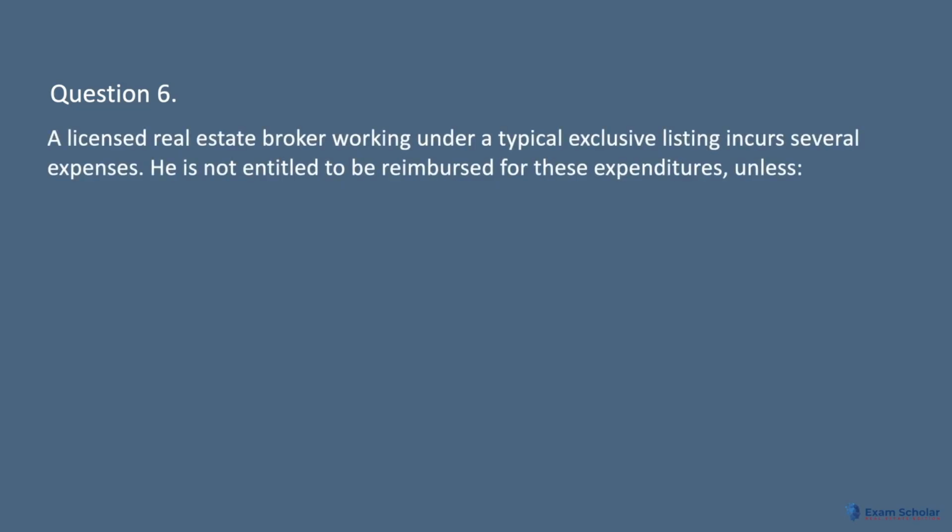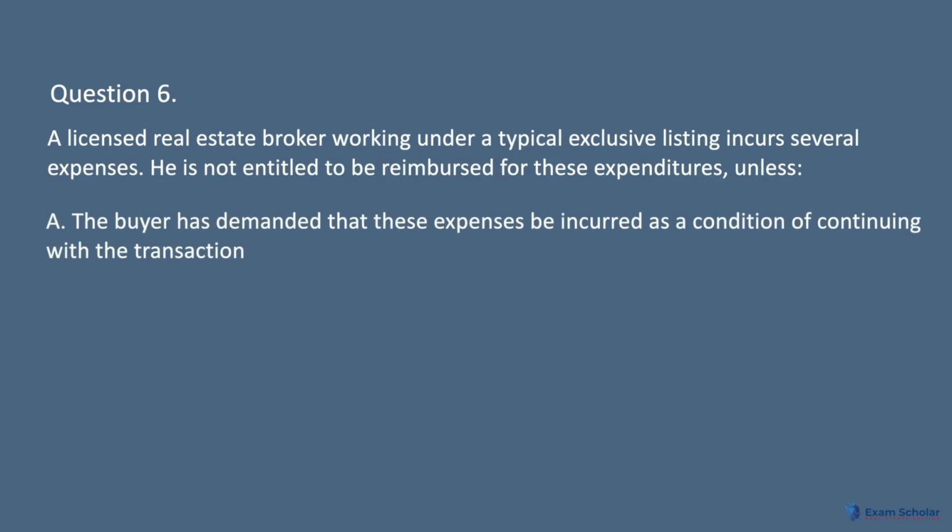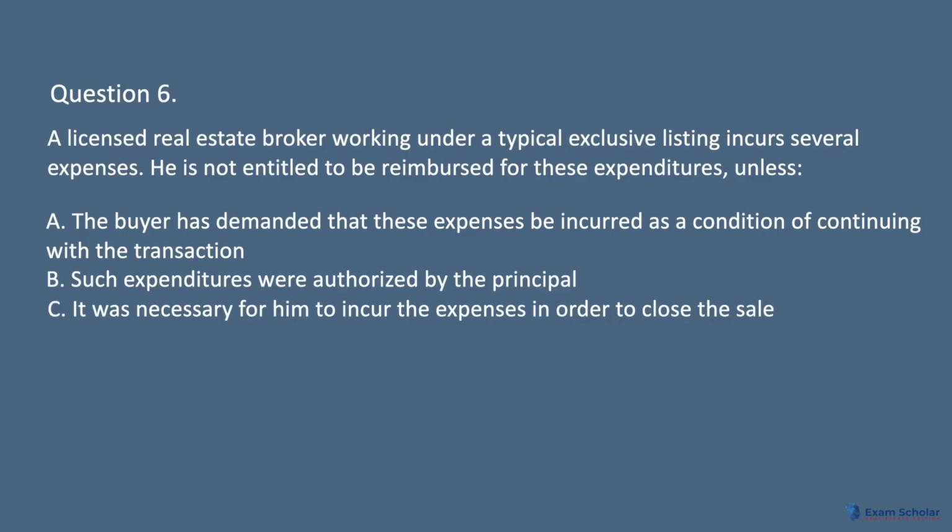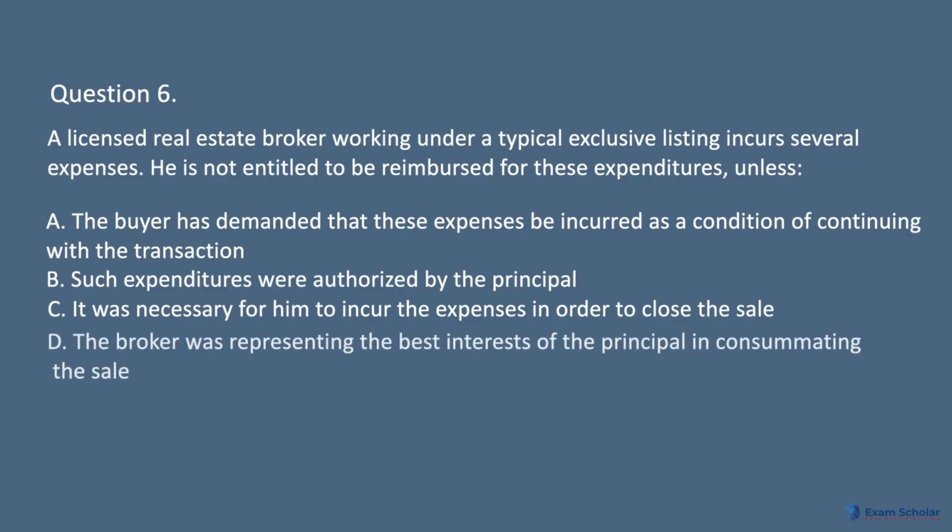Question 6. A licensed real estate broker working under a typical exclusive listing incurs several expenses. He is not entitled to be reimbursed for these expenditures, unless A. The buyer has demanded that these expenses be incurred as a condition of continuing with the transaction. B. Such expenditures were authorized by the principal. C. It was necessary for him to incur the expenses in order to close the sale. D. The broker was representing the best interests of the principal in consummating the sale.